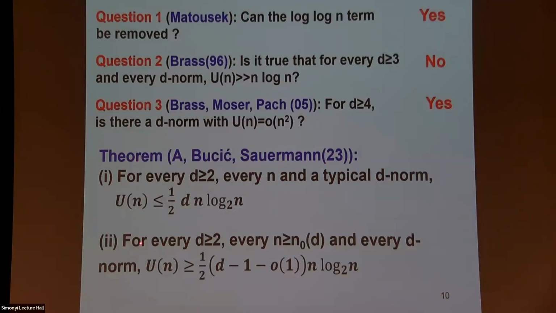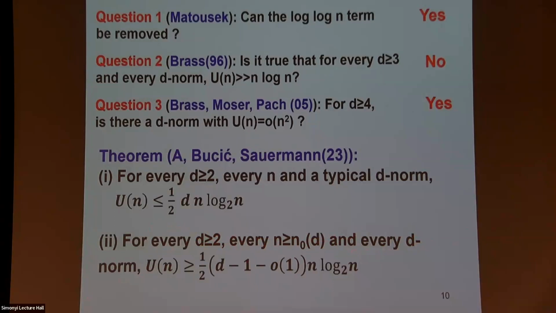And on the other hand, this is not far from being tight, again, in a very strong sense, in the sense that for every fixed D at least two, and for every n, here you have to assume that n is big as a function of D.